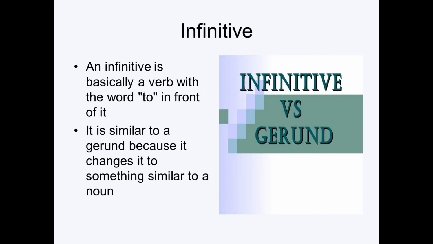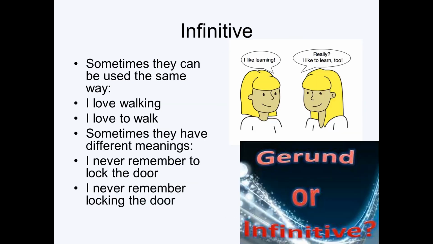An infinitive is basically a verb with the word to in front of it. It is similar to gerunds because it changes into something similar to a noun. Sometimes they could be used the same way. I love walking. I love to walk. Those mean the same thing. Right? I love walking. I love to walk. Same thing. But sometimes they're going to have different meanings.